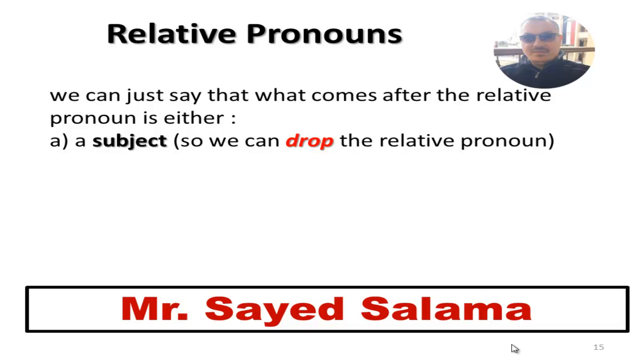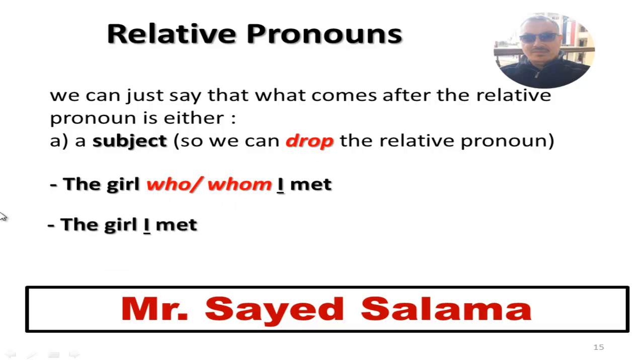For example, the girl whom I met. Look at I met. I is a subject. So you can delete or omit the relative pronoun, like this. The girl I met. So you can say the girl who I met, the girl whom I met, or the girl I met. So we can drop the relative pronoun if it is followed by a subject.